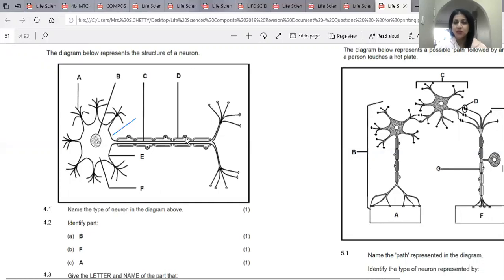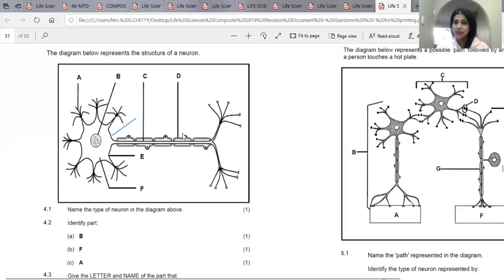People who suffer from multiple sclerosis, sadly, have their myelin sheath broken down by their own bodies. And if the myelin sheath is broken down, then the impulses will travel very slowly, and will reach the effector very slowly. And thus the reaction will take place very slowly. So they'll be very slow to respond.